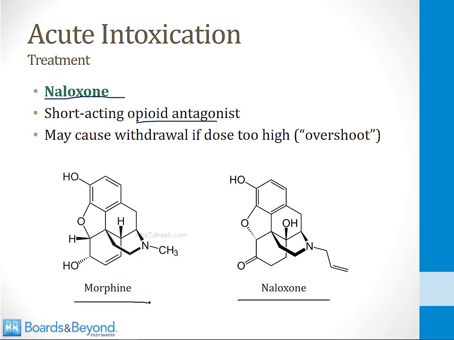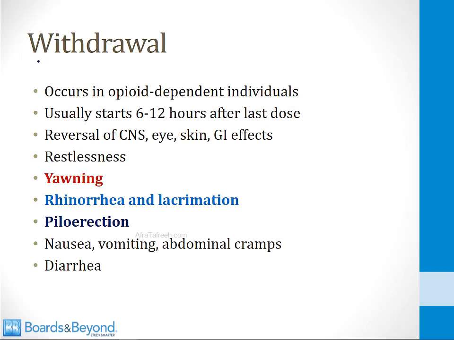Now, when you administer this drug, this can cause withdrawal if the dose is too high. This is called overshooting. So when you administer naloxone, patients will acutely reverse all of their effects. Their mental status will improve, their respiratory rate will pick up, but sometimes they will go past that stage and develop symptoms of withdrawal. So that's a nice segue into opioid withdrawal.